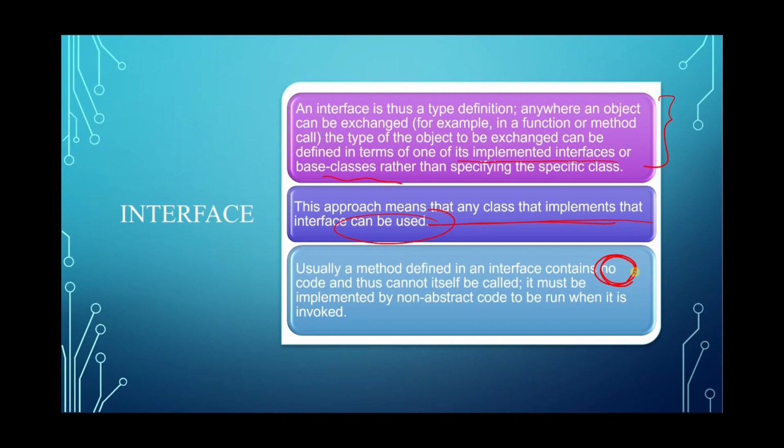So usually a method defined in an interface contains no code, no implementation, right? So it cannot itself be called. So you need a class to implement this interface, so it provides an implementation to this method. Then you can create an object of this class, the class that implemented this interface. We are going to see all this together.